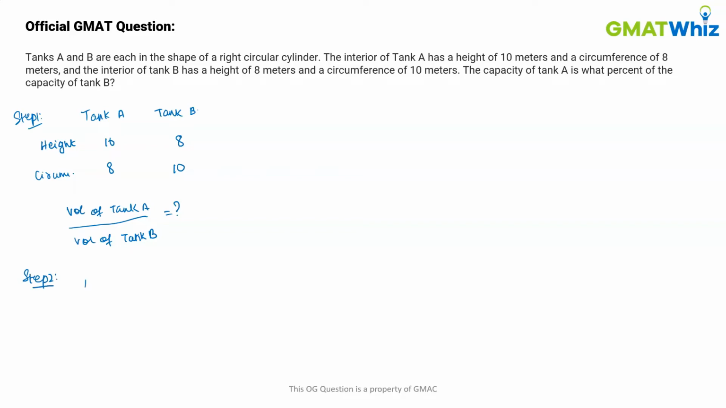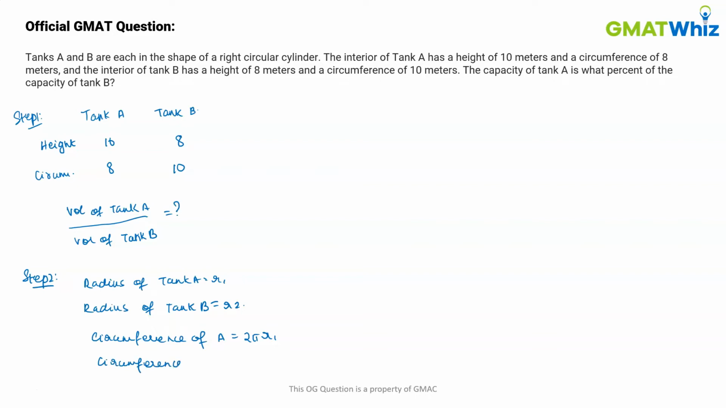Now if we denote the radius of tank A as R1 and the radius of tank B as R2, then we have the circumference of tank A equal to 2 pi R1 and the circumference of tank B equal to 2 pi R2.